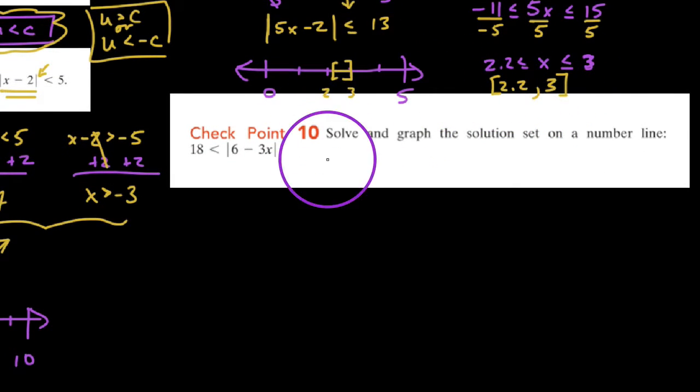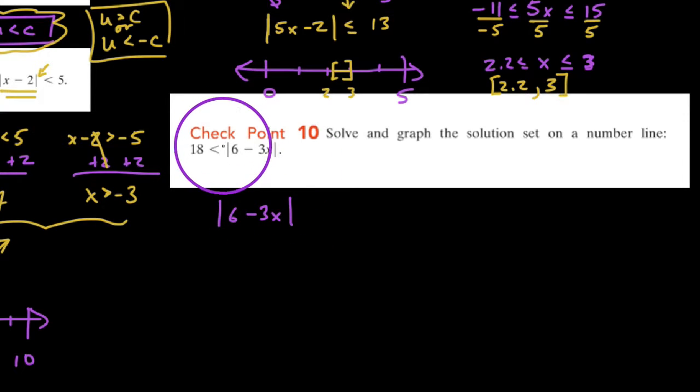So now this last example, you'll notice that it's written a little bit backwards than what we're used to. We're used to having the absolute value on the left. So if it makes you more comfortable, let's switch this back around. We say the absolute value of 6 minus 3x. Notice that it's actually greater than this 18. We need to switch this around, switch everything around.